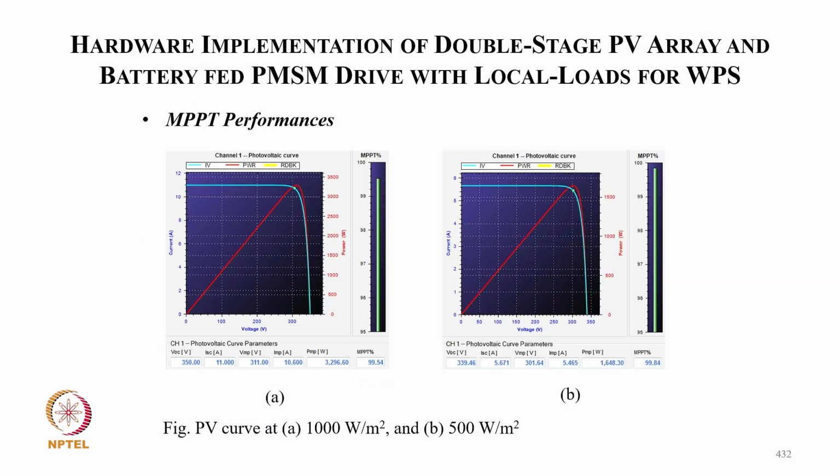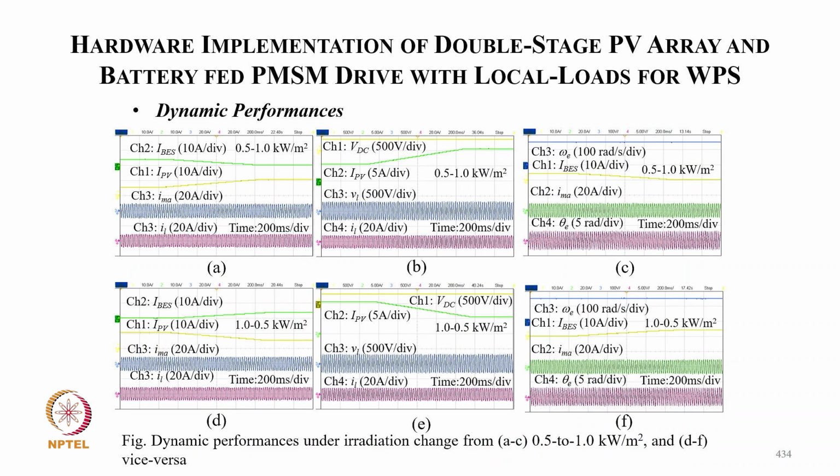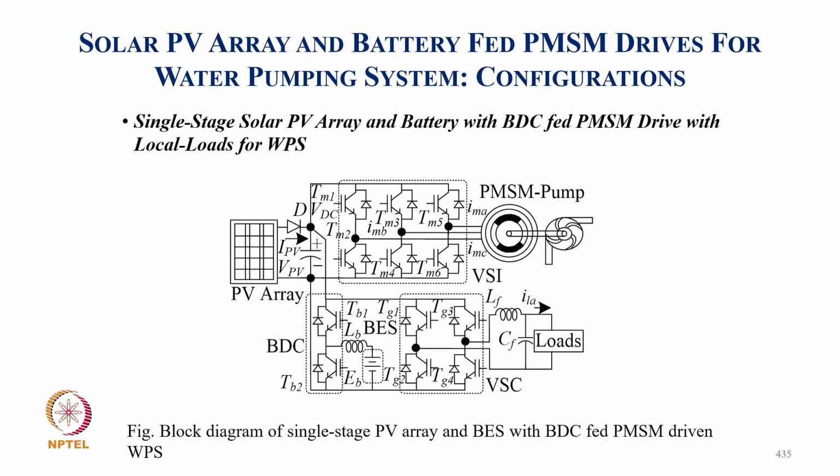And so this is the experimental setup, and these are the MPPT performance at 1000 watt per meter square and 500 watt per meter square of solar simulator. And this is the performance with the base current, PV current, motor current, and the load current. And then typically the position and different parameters, load voltage, load current. This during the solar insolation increase and solar insolation decrease the performance.